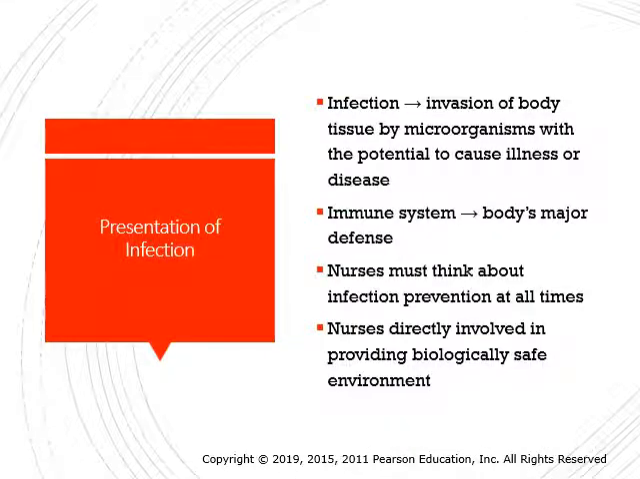Okay, so we've talked about inflammation. Let's talk about the presentation of infection. Infection is defined as the invasion of body tissue by microorganisms with the potential to cause illness or disease. The immune system is the body's major defense. Nurses must think about infection prevention at all times. So just because a patient doesn't present with an active infection doesn't mean that we don't need to be mindful of preventing the onset of infection. Nurses are directly involved in providing a biologically safe environment, and we'll talk a little bit more about that.